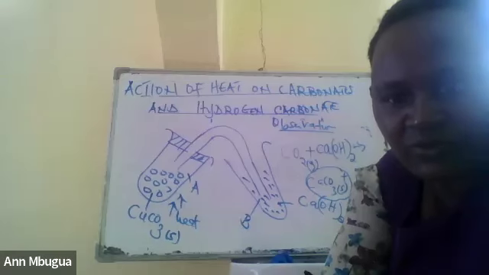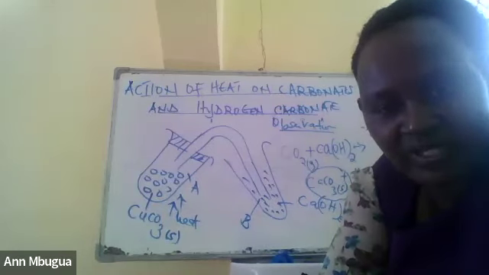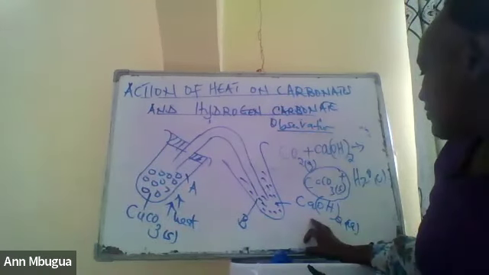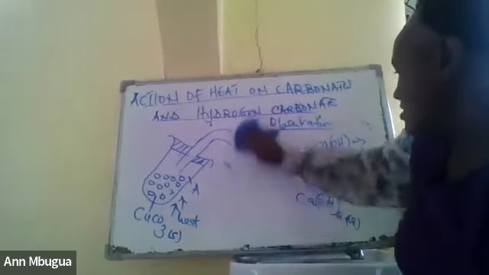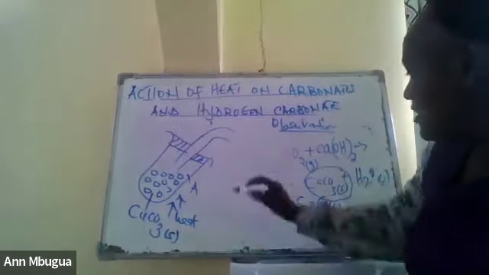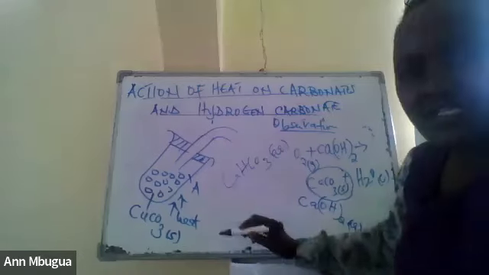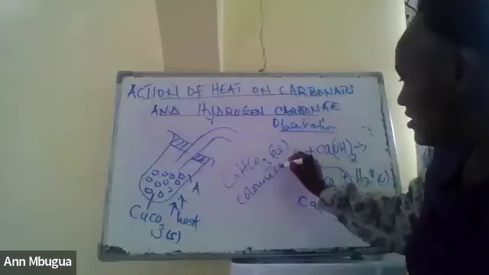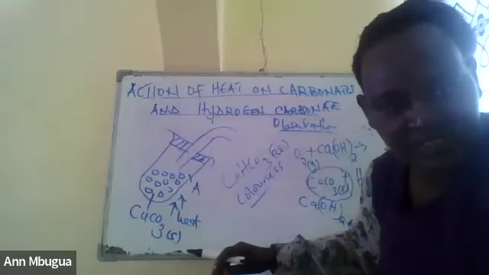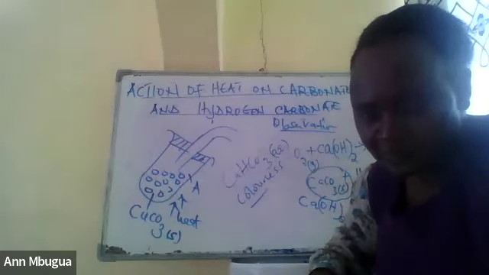So if it is allowed to pass through in excess, a colorless solution is formed. The colorless solution is due to the formation of calcium hydrogen carbonate, which is soluble, and that's why you observe a colorless solution.